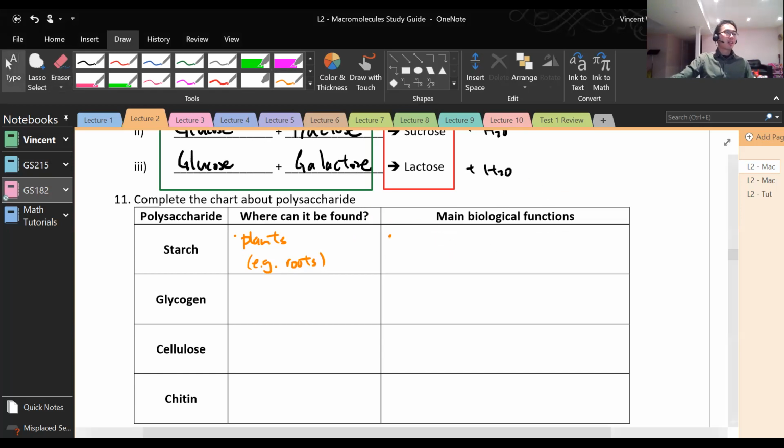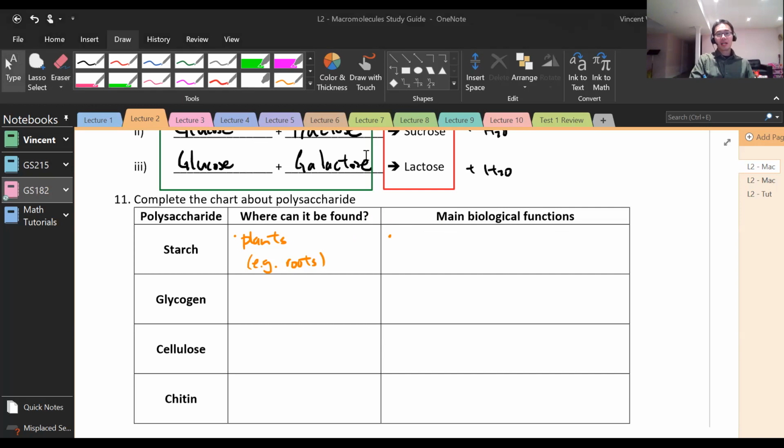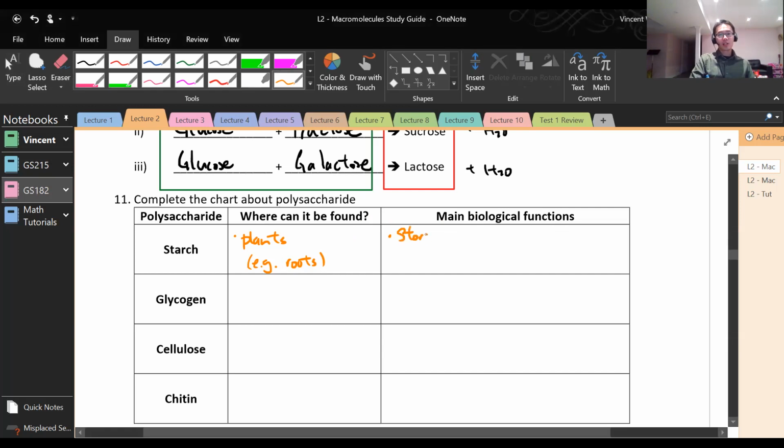Okay, main biological functions. What do they do? Well, it is the storage form of energy, right? So when the plants are in the winter, not enough sunlight, they cannot do photosynthesis and whatnot, they would tap into that reserve for energy. We of course can eat those starchy parts of the plant, and we would get the energy from it.